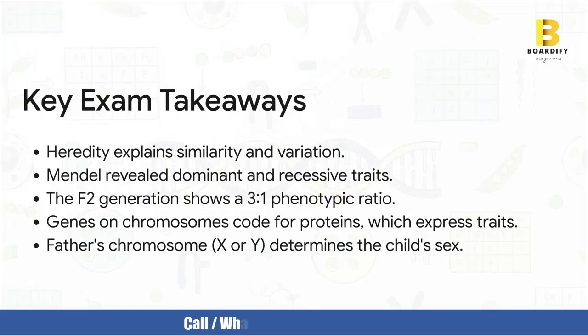Okay, let's boil this all down to the key takeaways for your exam. Number 1, heredity explains both similarity and variation. Number 2, Mendel's experiments gave us dominant and recessive traits. Number 3, remember that classic 3-to-1 ratio in the F2 generation. 4, genes on chromosomes code for proteins, and those proteins express the traits. And finally, number 5, in humans, the father's chromosome, the X or the Y, is what determines the child's sex.